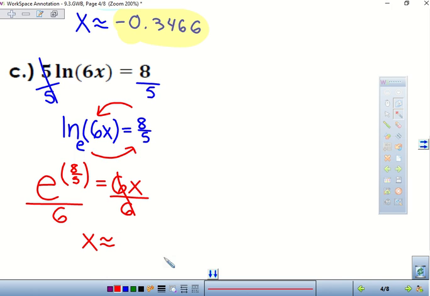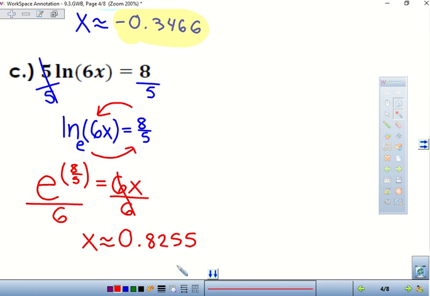I know that the fancy calculators are a little bit different. If you have e, you find little lowercase e, you're going to put that to the power of 8 divided by 5, close the parenthesis, and then you're going to divide whatever that amount is by 6. And you should get approximately this.